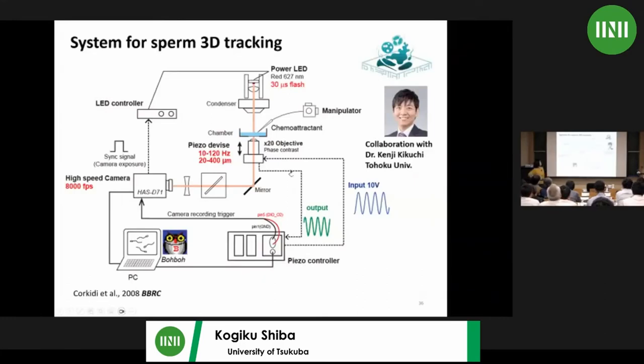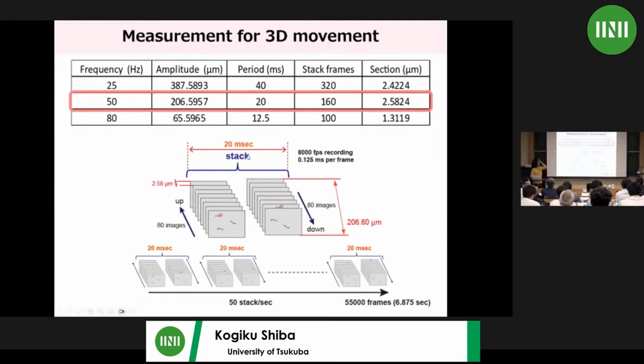So we started to construct a system for sperm 3D tracking, supported by a member of our project. This is a collaboration with Dr. Kenji Kikuchi at Tohoku University. We prepared a system to track the 3D movement, based on a previously published paper. We attach a piezo device to the objective lens and move the objective lens at high speed, and we scan the sperm position in 3D. This is a measurement for the 3D movement.